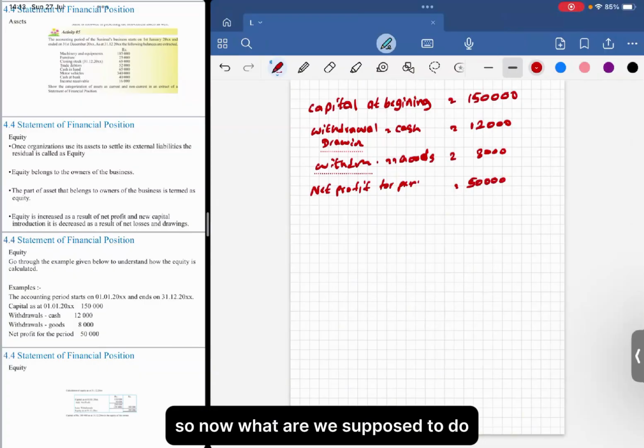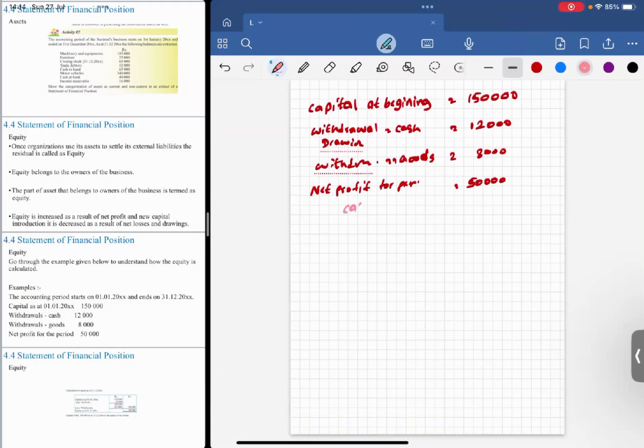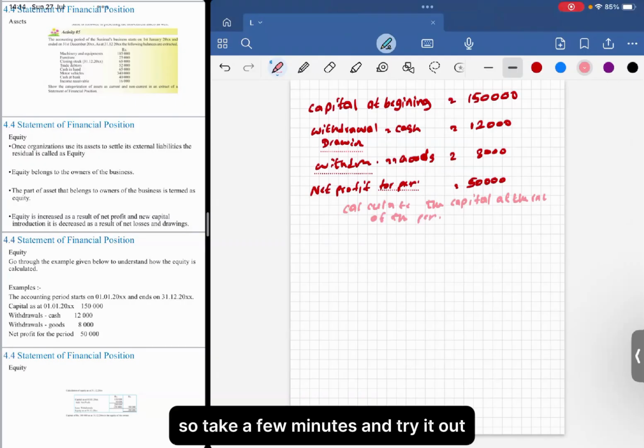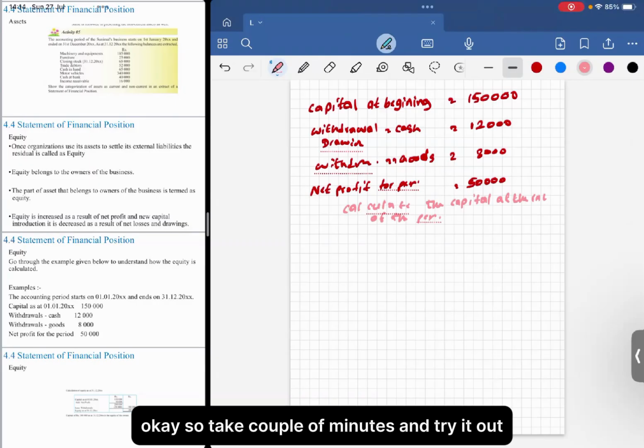So what are we supposed to do? We are supposed to calculate the capital at the end of the period. Take a few minutes and try it out. You have the capital at the beginning, you have the withdrawals, and then you have the net profit.